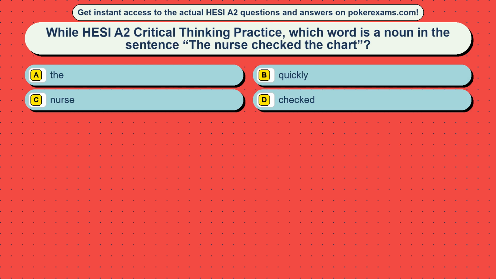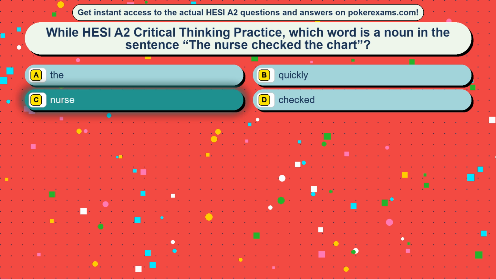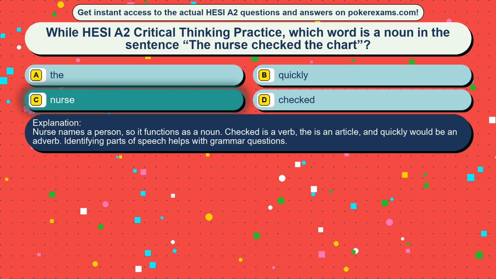Question 7. While HESI A2 critical thinking practice, which word is a noun in the sentence "The nurse checked the chart"? Option A. The. Option B. Quickly. Option C. The nurse. Option D. Checked. The correct answer is option C. Nurse. Nurse names a person, so it functions as a noun. Checked is a verb, the is an article, and quickly would be an adverb. Identifying parts of speech helps with grammar questions.